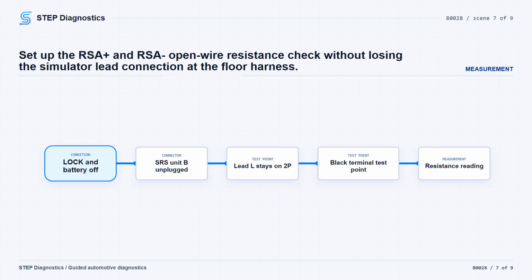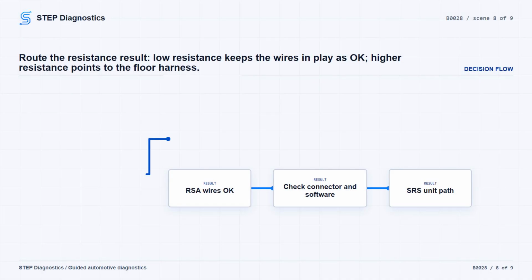Measure resistance at SRS simulator lead L black terminal with ignition in LOCK (0). The passenger airbag inflator 2P connector is disconnected, SRS unit connector B is disconnected, and the floor harness side is still connected to SRS simulator lead L. The check is on the RSA+ and RSA- circuit, and the question is whether the measurement is 1.0 ohm or less. If that resistance is 1.0 ohm or less, the RSA+ and RSA- wires are considered okay. At that point, look closely for a poor connection at SRS unit connector B and the SRS unit.